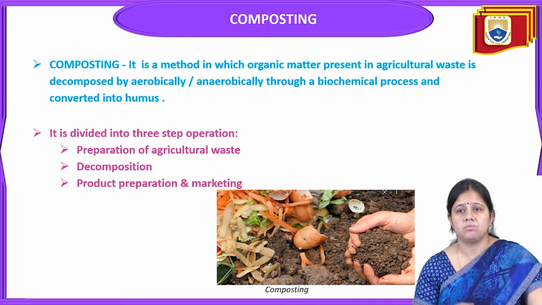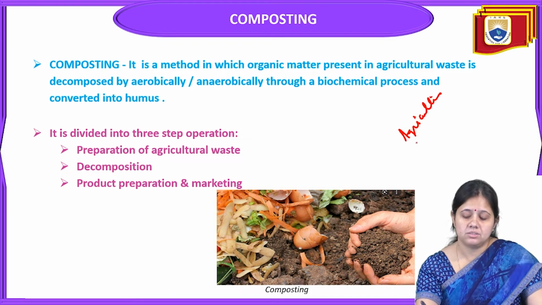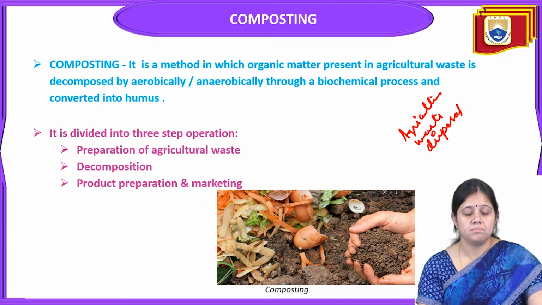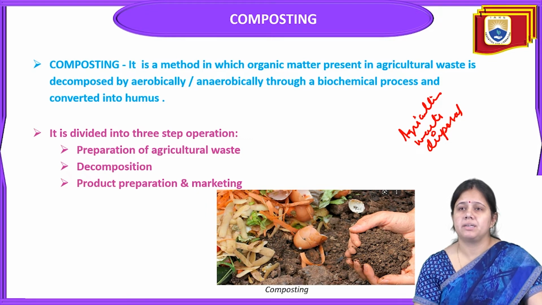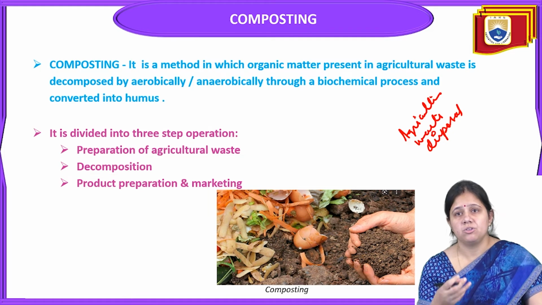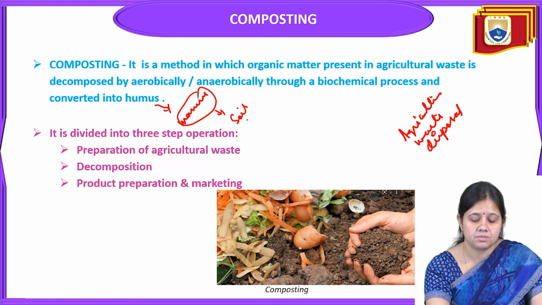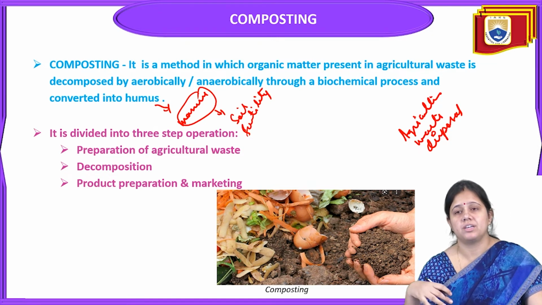Now we come to the next point. What is composting? Composting is one method for agriculture waste disposal. Composting is a method in which organic matter present in the agriculture waste is decomposed aerobically or anaerobically through a biochemical process and converted into humus. Humus is a very great resource. It is a manure. Humus is very important for soil fertility. If we add this humus in our agriculture field, automatically the fertility will be very high.